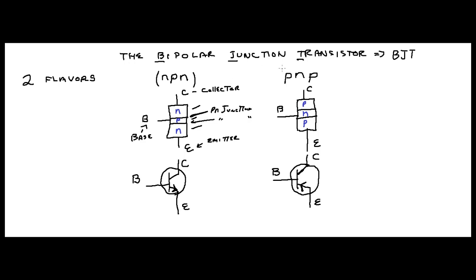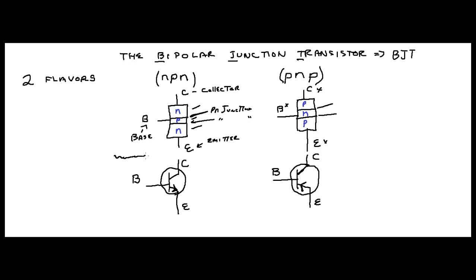Now, the other flavor is right over here. It's the PNP. You have a P-doped region, an N-doped region in the middle, and a P-doped region below. Again, you have a PN junction here and a PN junction right here. Again, you have the collector here, the base right here, and the emitter right here.